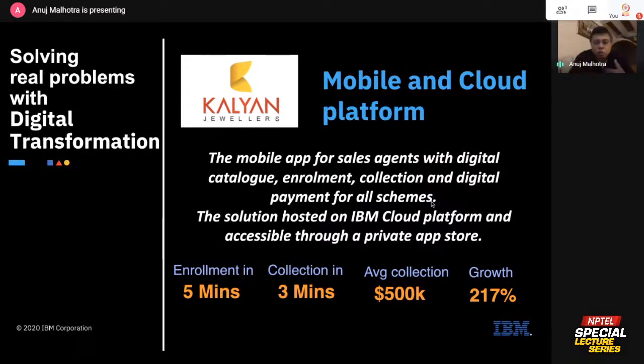This was a store-to-door app that we built for them. The whole idea was that they would typically carry big manuals of jewelry where you could look at what you want to buy. They would offer it to you on EMIs. They would take part payments. They would get the stock delivered to you, and they would collect your EMIs across the months.